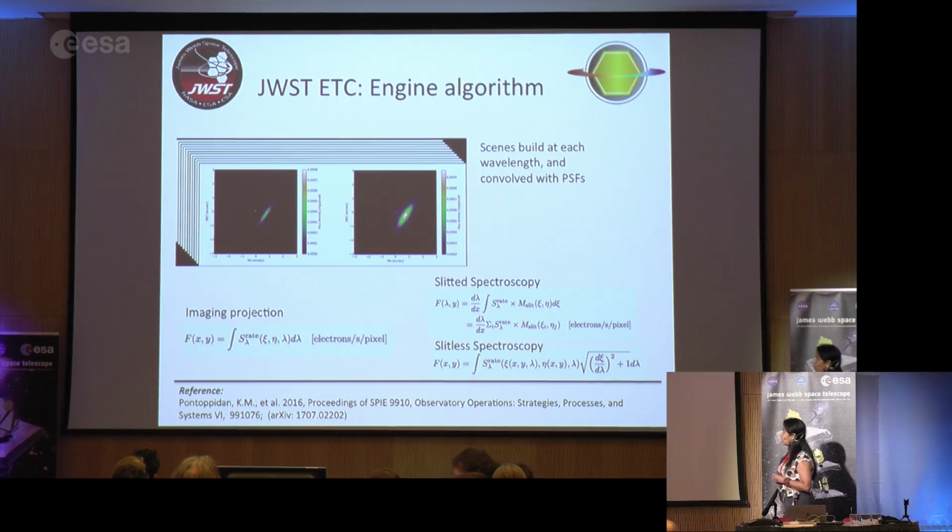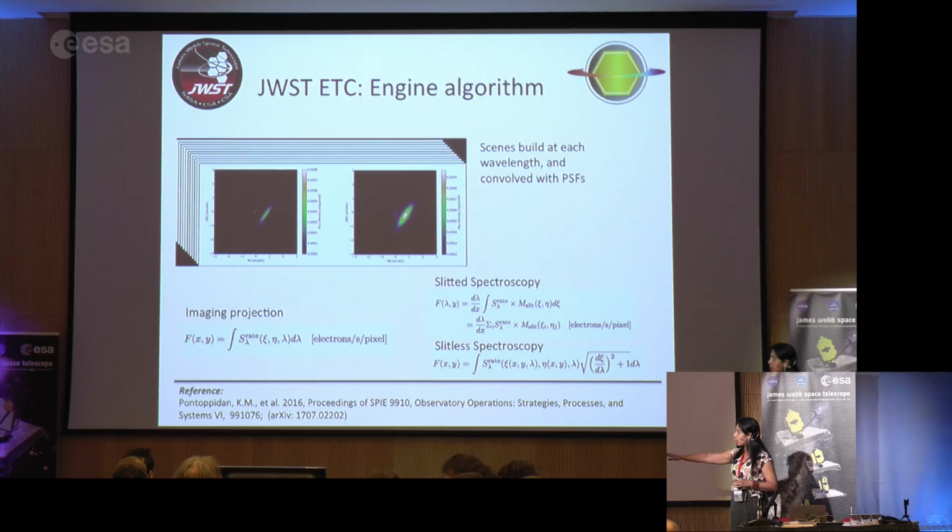So then there is the ETC algorithm. For all of this material, I would really strongly recommend you look at the paper by Klaus Pontoppidan, which is in the SPIE proceedings and also available as an archive paper. You can get more details of what goes into the ETC engine and the algorithm. But basically, if it's imaging, then you have the flux distribution in your two spatial axes integrated over the wavelength range of your imaging filter.